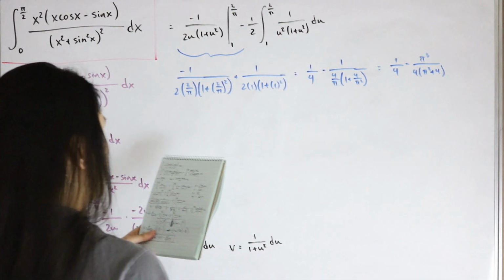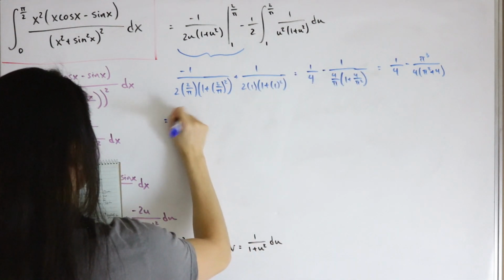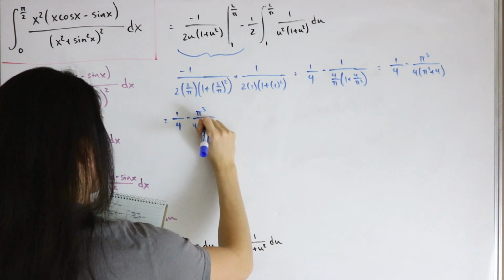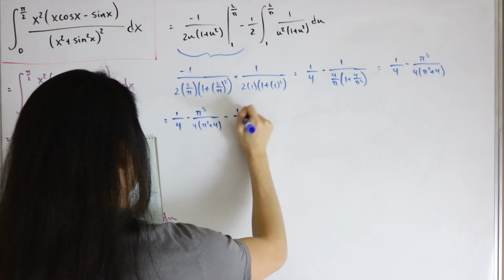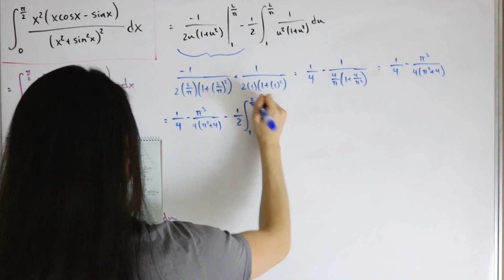So what we do here is let me actually write this out for our value. So 1 divided by 4, then subtract pi cubed, then divided by 4, then times pi squared plus 4. And now subtract our integral, so 1/2, and then multiply the integral from 1 to 2 divided by pi.